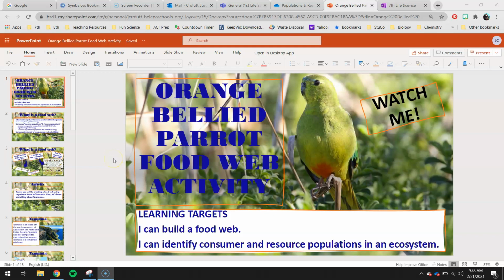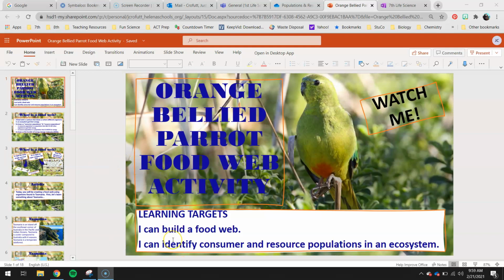Hey, 7th graders, your assignment today is called the Orange-Bellied Parrot Food Web Activity. Obviously, you are going to be exploring food webs and how to create them. But mainly, the thing we're looking at when we do a food web is how energy is transferred in an ecosystem. What you maybe have learned about already this week or will be learning about later this week is why energy is so important to the survival of a population, especially when it comes to reproduction.